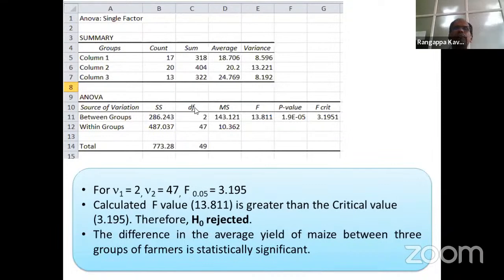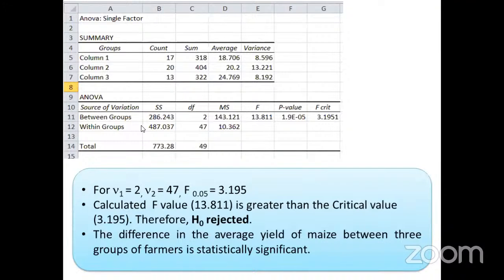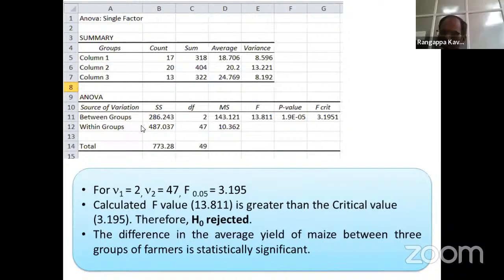By selecting the data, if you give OK, you will get the result like this. This is the result of ANOVA. Here you can find the summary. Column 1, column 2, column 3. Column 1 is the non-adopters group, column 2 is the partial adopters group, column 3 is the fully adopters group. Here count means how many observations there are. In non-adopters, there are 17 farmers. In partial adopters, there are 20 farmers. In fully adopters, there are 13 farmers.